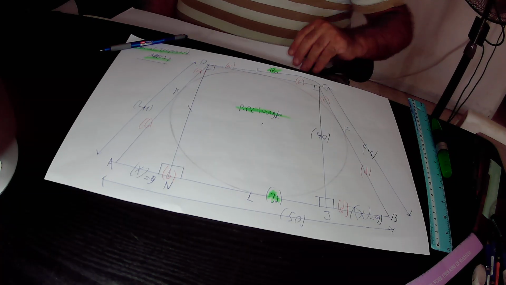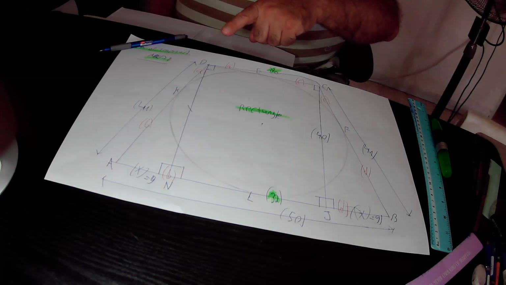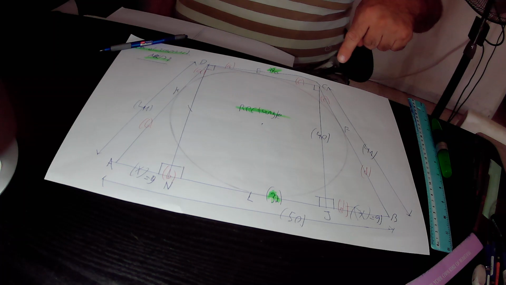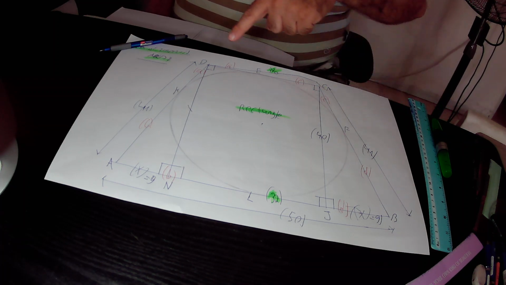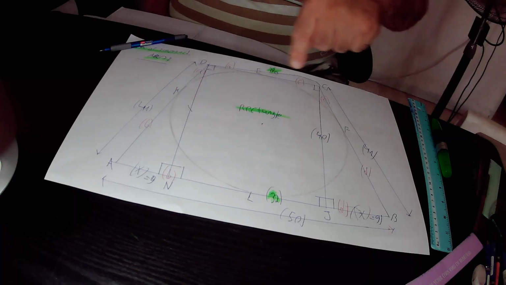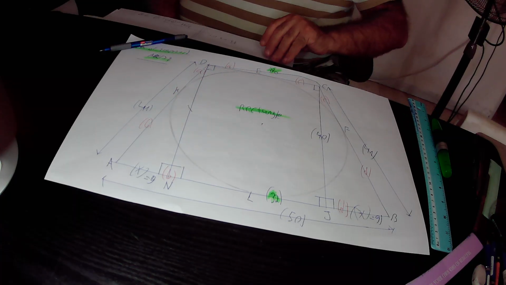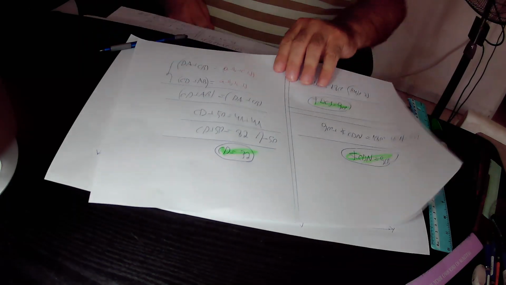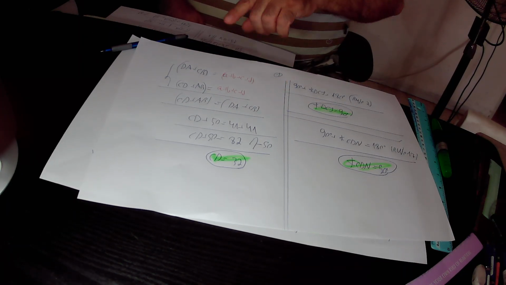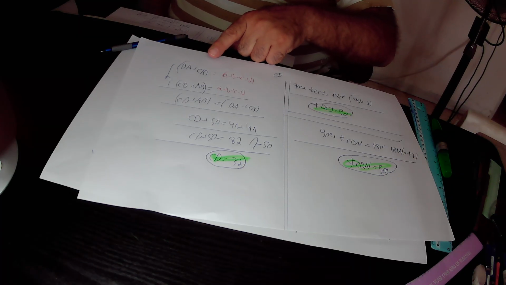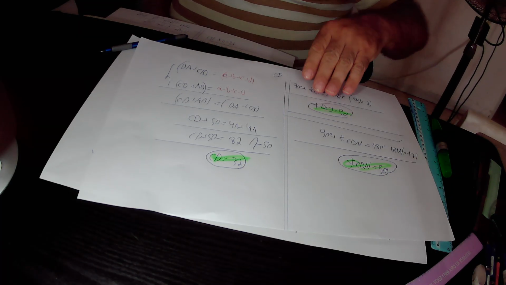What is the length of side DA plus the opposite side CB? DA plus CB equals in total A plus B plus C plus D.